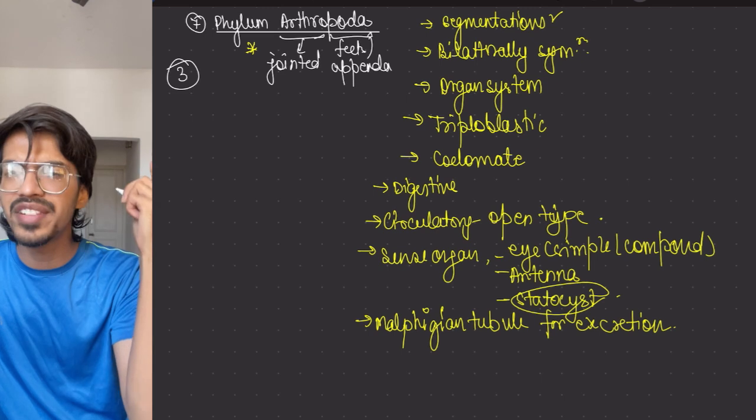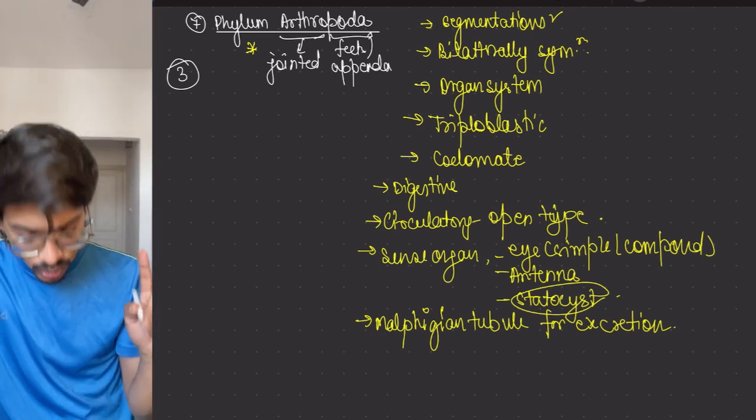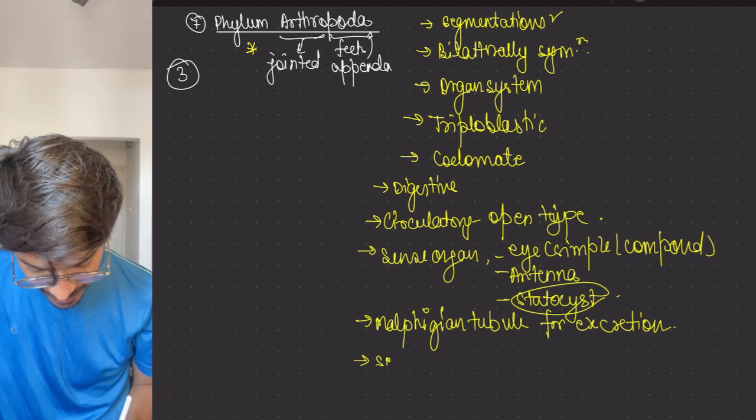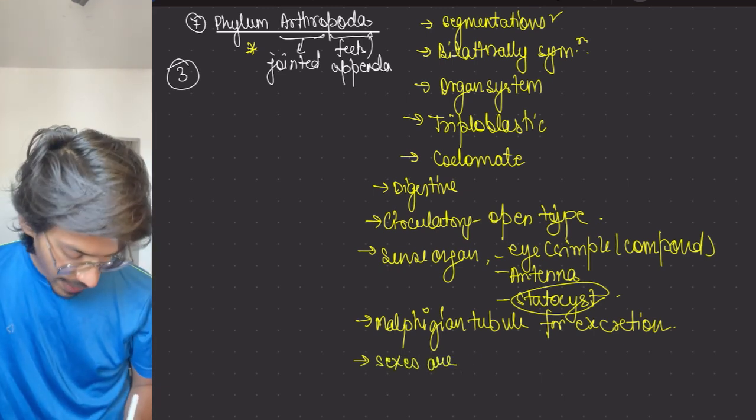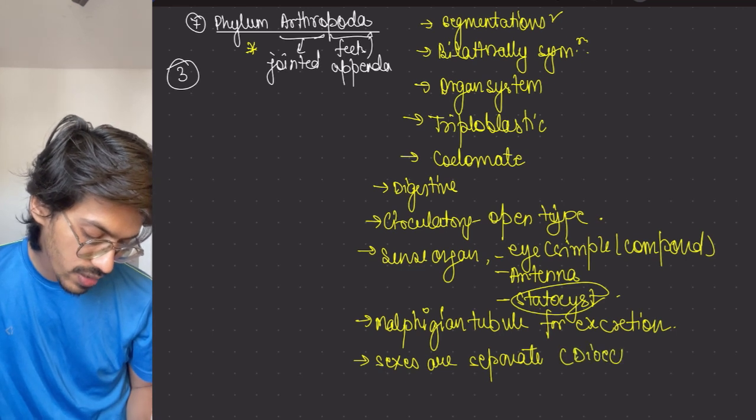Digestive system is complete, respiratory system is those spiracles and all. We will learn about cockroach, you will learn over there. Okay, moving on to the next thing. Then their sexes are separate. When I'm saying the sexes are separate, male and female body is different, means they are what? Dioecious.